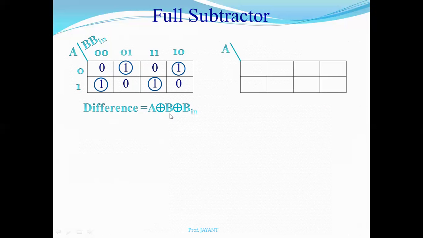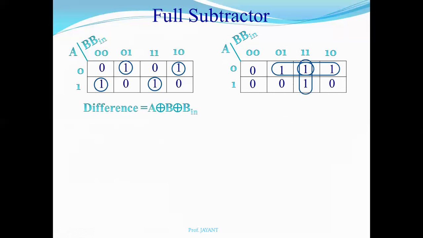And now for borrow out, A, B, B in, again 3 inputs, put 0, 0, 0, 0, 1, 1, 1, 1, 0 as the values of borrow out. Now make pairs of the adjacent ones: one pair, 2nd pair and 3rd pair. Solve the 3 pairs separately so that we get borrow out equal to A bar B plus A bar B in plus B B in.